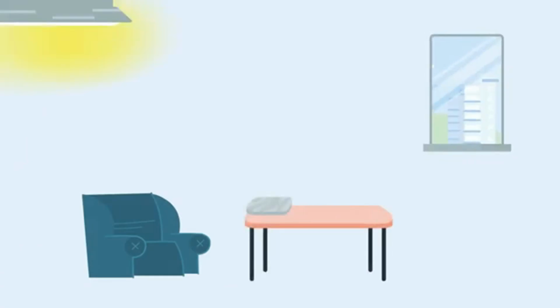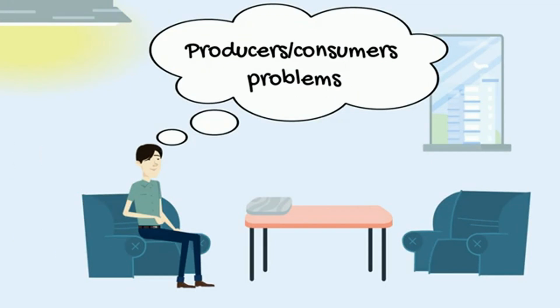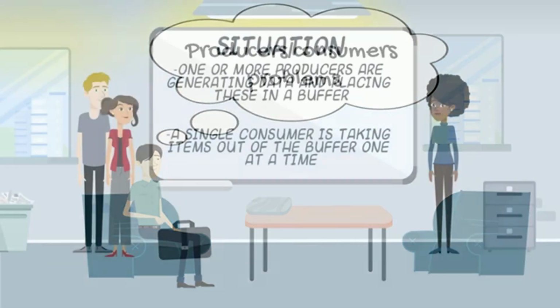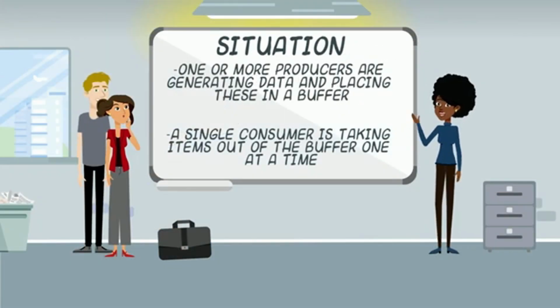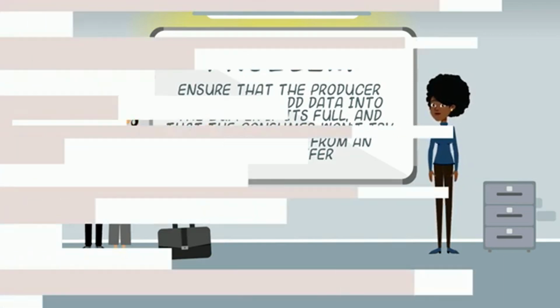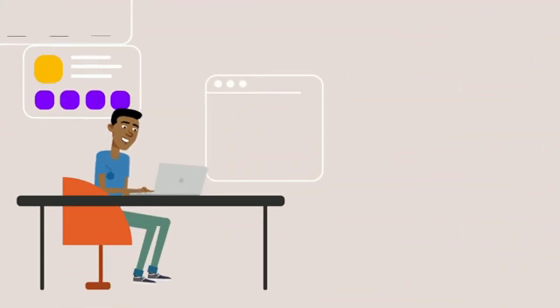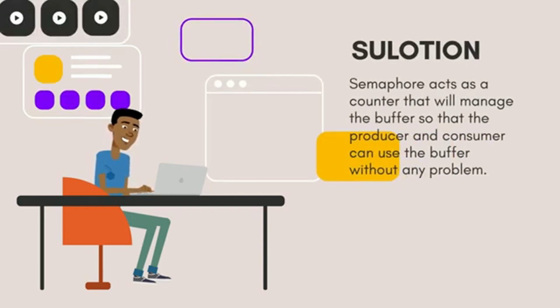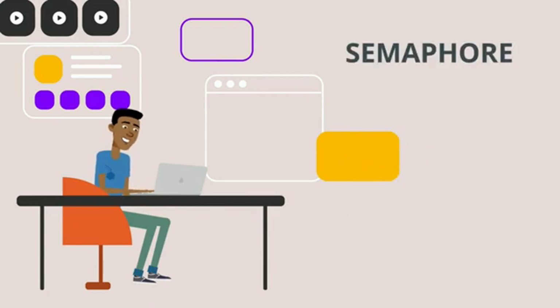The situation is, one or more producers are generating data and placing it in a buffer. A single consumer is taking items out of the buffer one at a time. The problem is to ensure that the producer won't try to add data into the buffer if it's full, and that the consumer won't try to remove data from an empty buffer. The solution is a semaphore. It acts as a counter that will manage the buffer so that the producer and consumer can use the buffer without any problem.